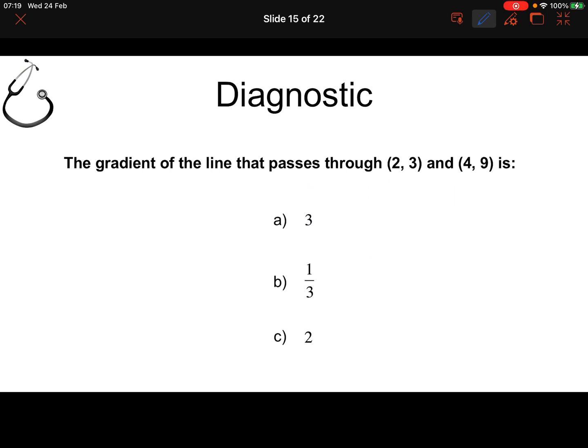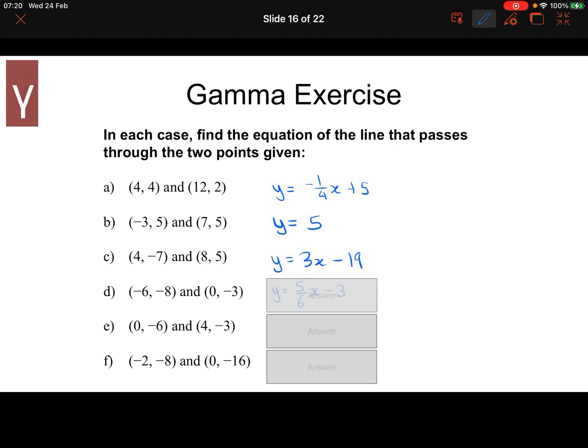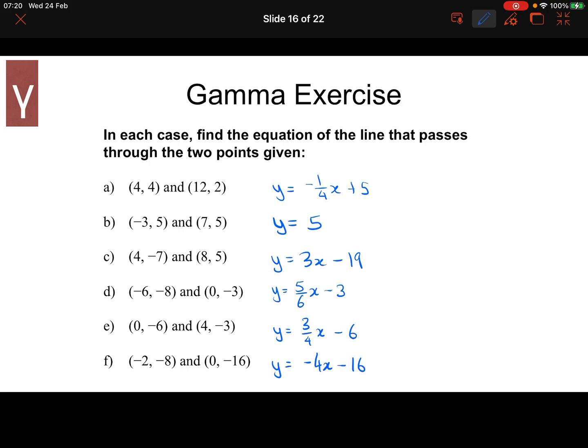So quick check here, find the gradient of the line that passes through 2, 3 and 4, 9. Use the formula. Gradient is equal to y2 minus y1 over x2 minus x1. So it's 9 minus 3 over 4 minus 2, which is 6 over 2, which is 3. There's your answer. Okay. Stop your video and have a go at these questions. So find the equations of the lines that pass through these points. Okay, here are the answers. Let me know if you're confused by any of those answers.